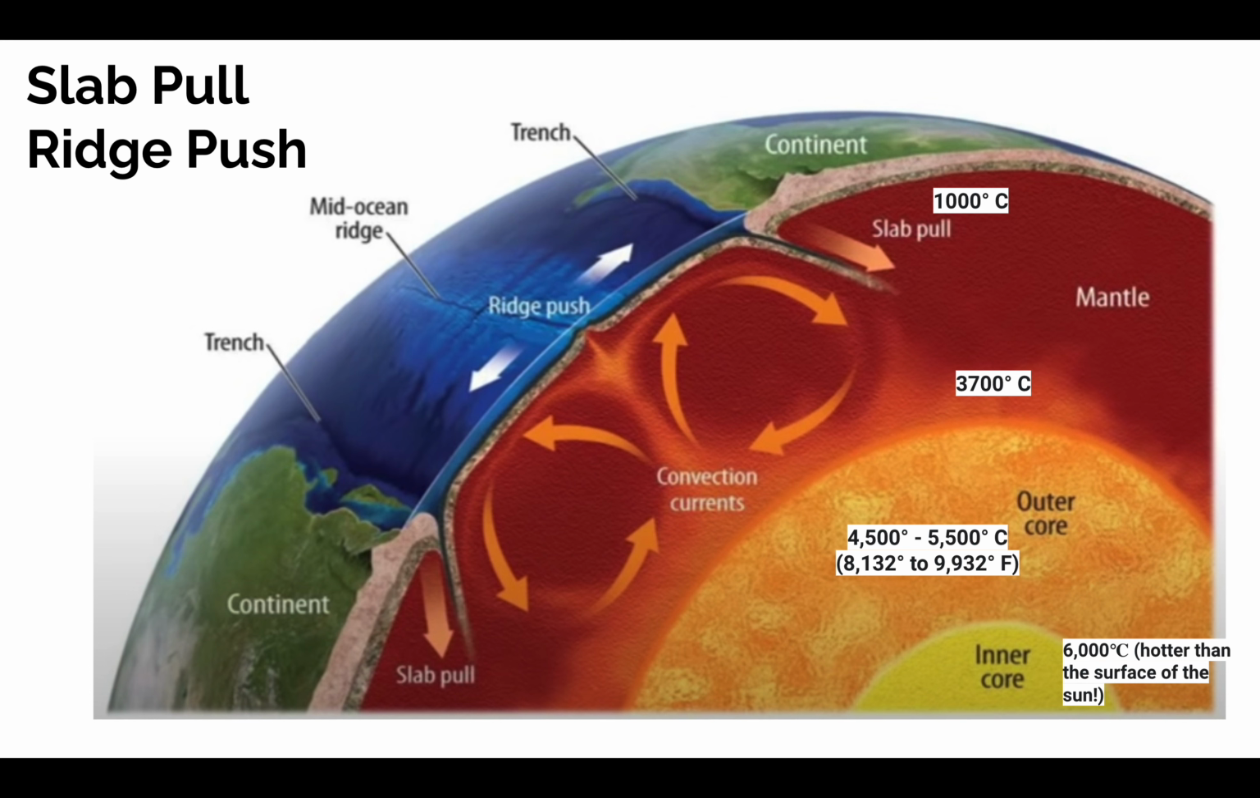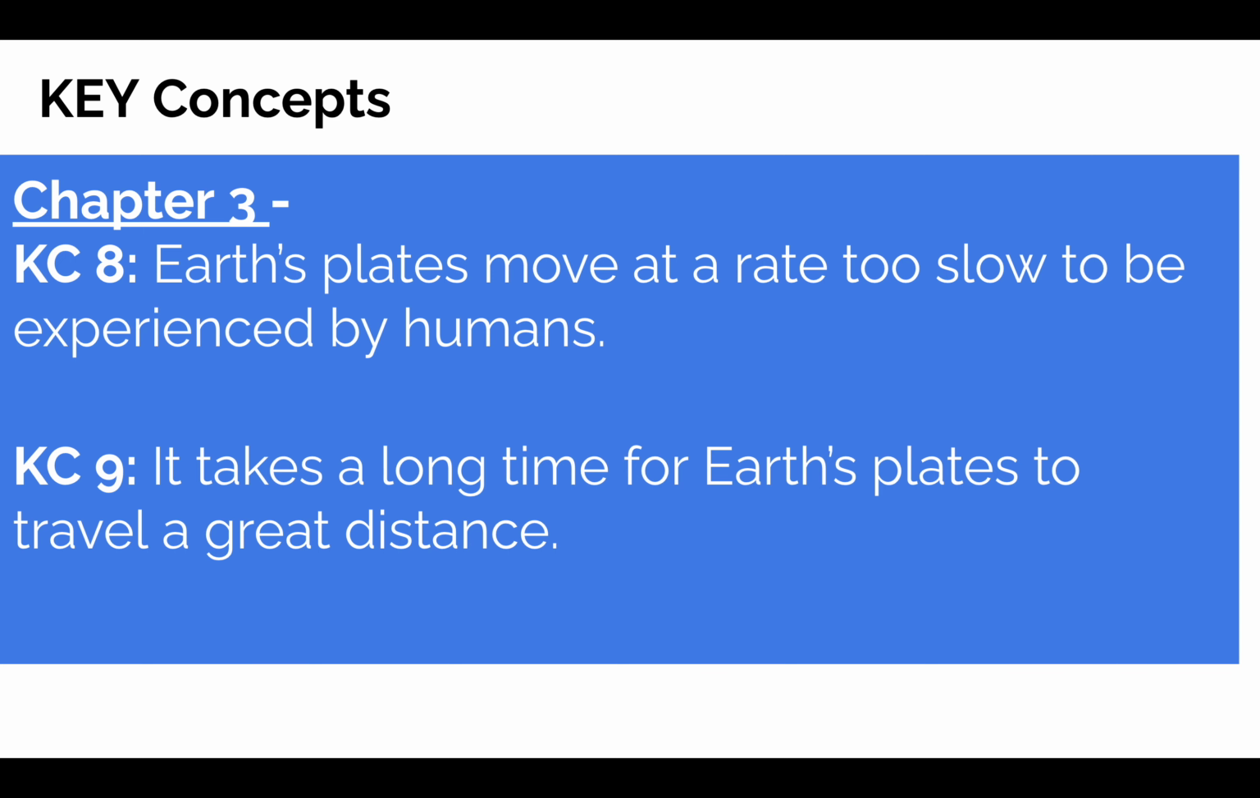Nothing that you need to know on the test. It just is helpful, I think, that you understand Earth's cycle as it completely includes both divergent and convergent plate boundaries. Okay? All right, so then moving on to chapter 3.